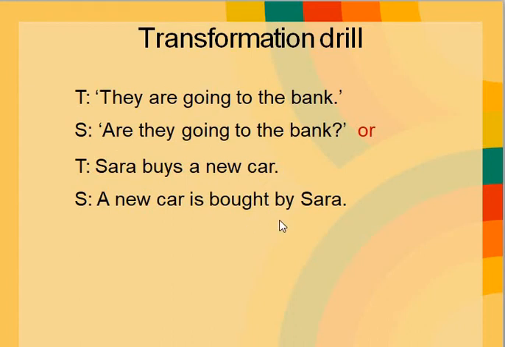Here are the examples of the transformation drill. Basically, you can see here the teacher is giving the sentence to the student, 'They are going to the bank,' and the student is transforming this into an interrogative sentence: 'Are they going to the bank?' Or the teacher can give a simple statement in active voice, 'Sarah buys a new car,' and the student has transformed this statement into passive voice: 'A new car is bought by Sarah.' So this is basically the transformation drill which is used in the audiolingual method.